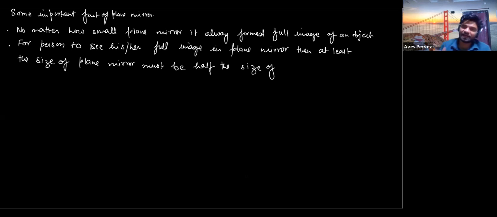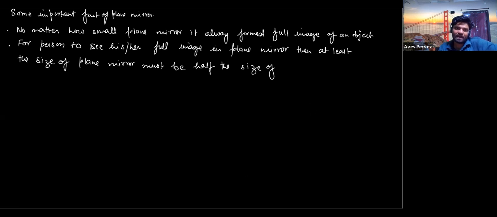Okay, many times a question comes: what happens if we cover half of the plane mirror, or the convex lens? If we cover half of the plane mirror, will it form the full image or the half image? The image will be formed fully. The image is not going to be half. Even if we have a point-size plane mirror, it will form the full image.